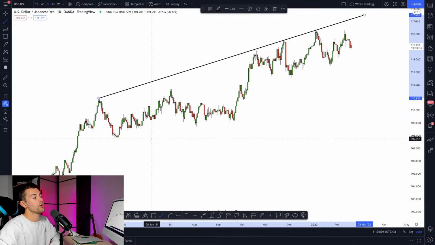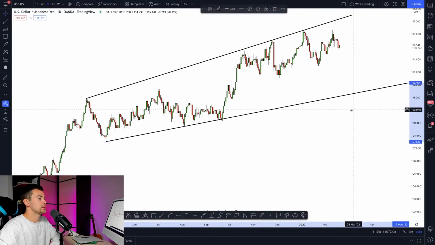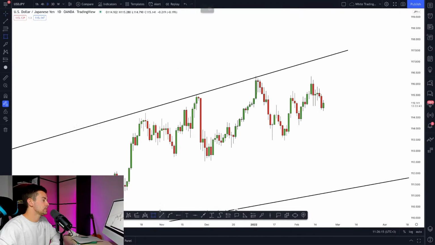For now, the higher highs are perfectly respecting that trend line. And here we have one more trend line, so the market is trading within this expanding wedge pattern. You can see that recently the price retested these highs, and from these highs we got a pullback.